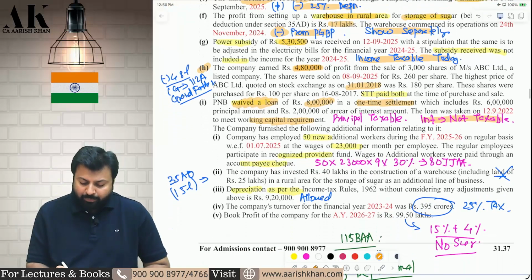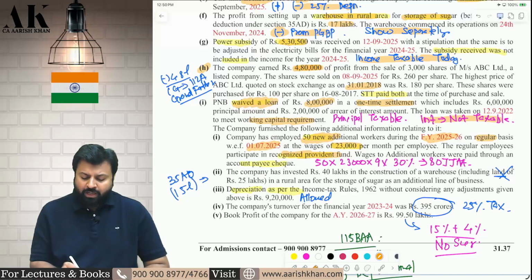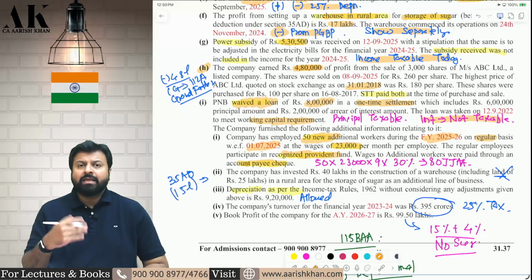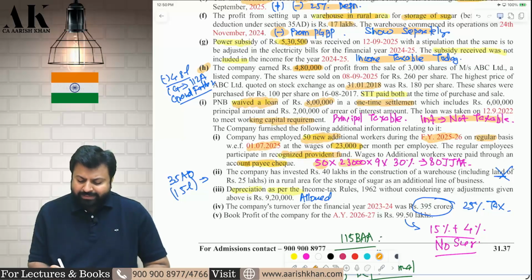Next one is you are employing 50 employees in the financial year 25-26 on a regular basis. They participate in the recognized provident fund. Then emolument is also less than 25,000 rupees. You are employing them for also more than 240 days. You are also making the payment by account payee cheque. Therefore, you will be eligible for 80JJAA. 50 employees into 23,000 into 9 months, because from July, into 30%, 80JJAA deduction will be available.